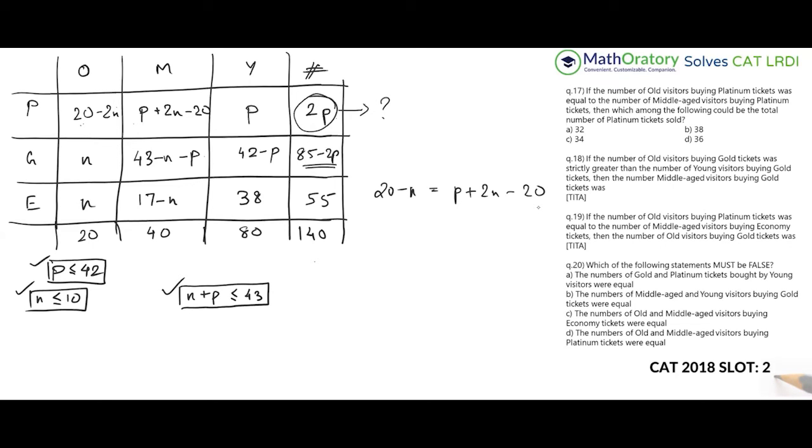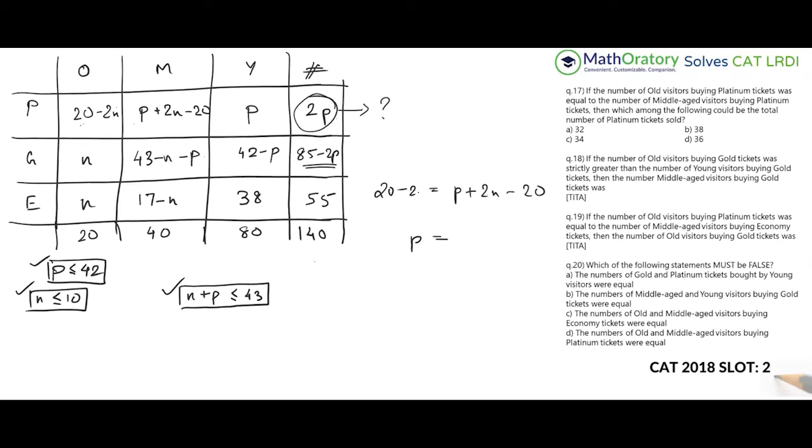So let us now evaluate a little bit on this. If I just keep the p on a separate side, so I have something like p is equal to, so these two should, okay, this is 20 minus 2n, my bad.